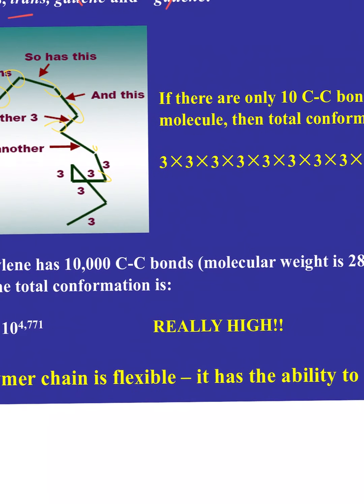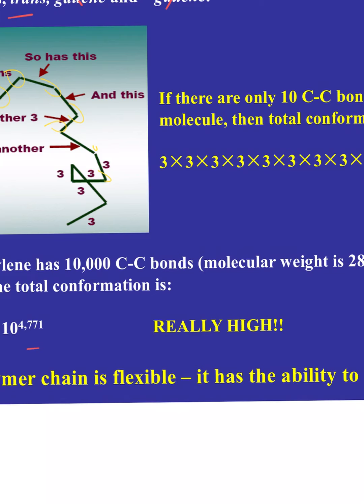If we instead have 10,000 carbon-carbon bonds, which is about a 280,000 molecular weight polyethylene, which is reasonable, that certainly exists. We go well above that if we want to. It's a little on the higher end for commercial applications, but it's still reasonable. The total number of conformations is then 3 to the 10,000, or 10 to the 4,771, which is a very, very large number, not surprisingly.